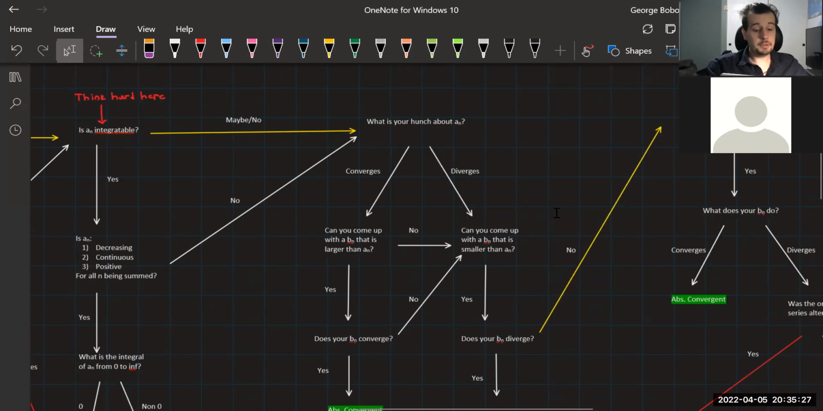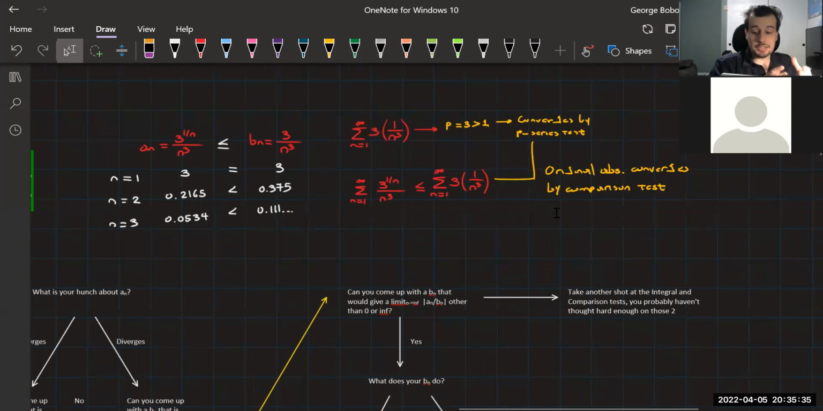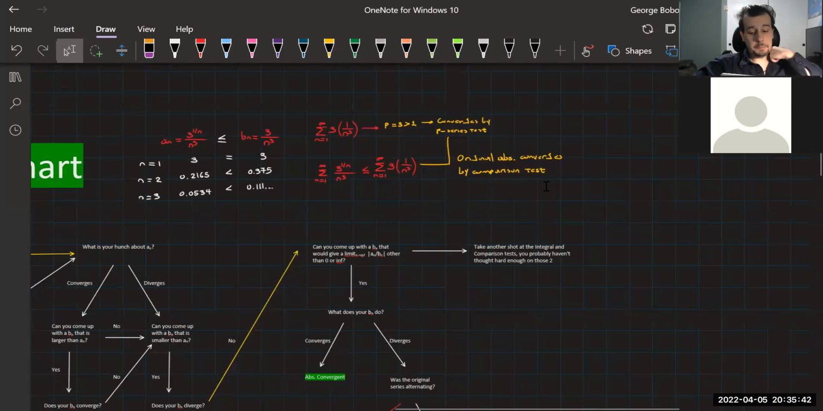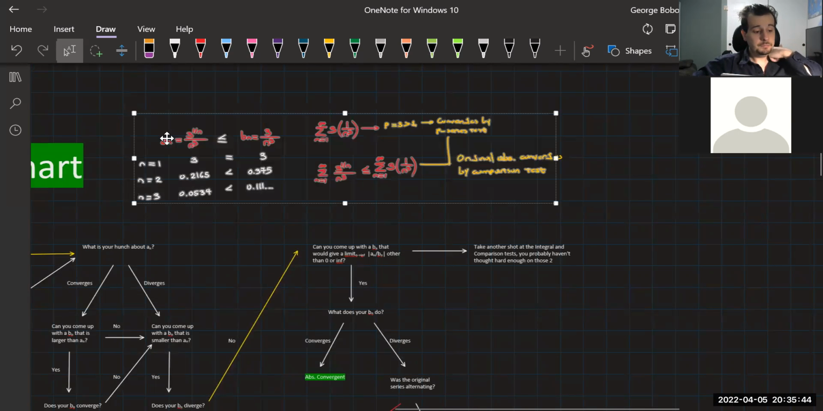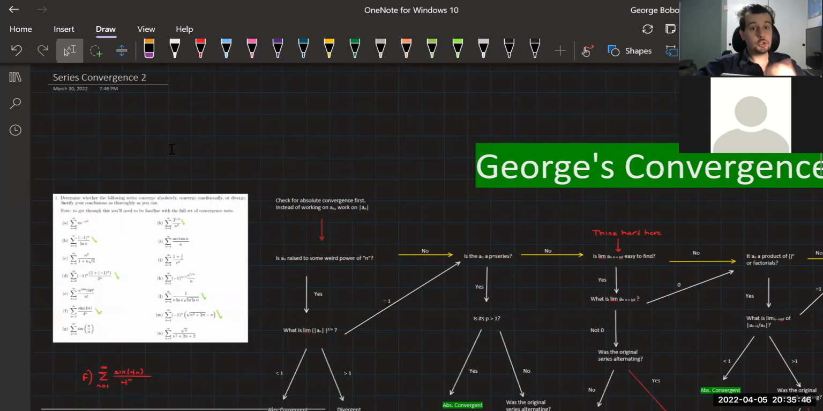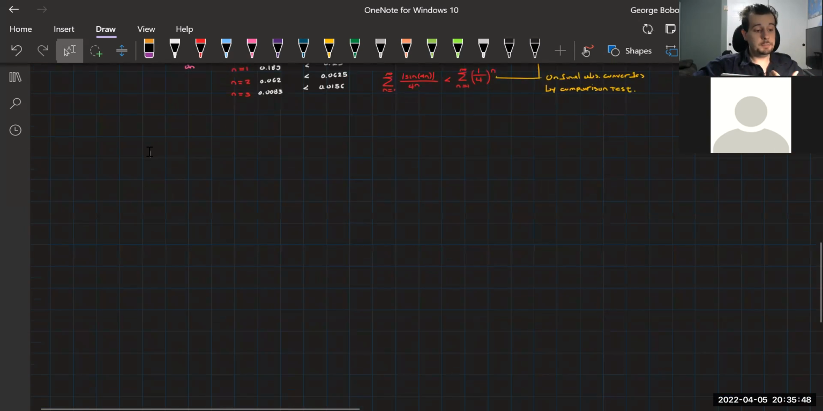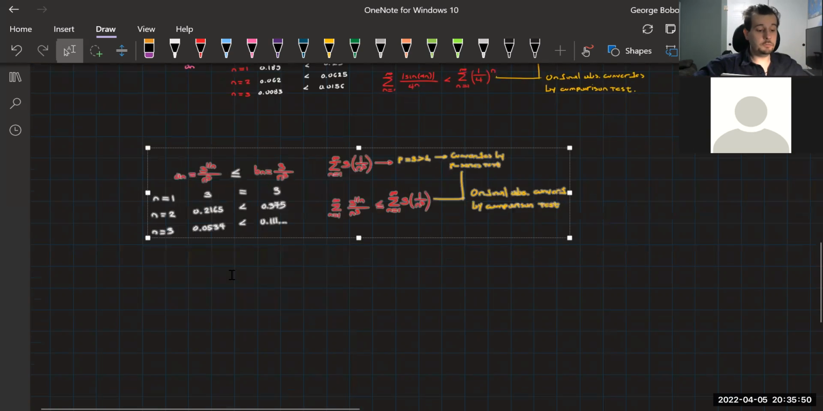But again, don't be disappointed if you get the wrong thing. It actually will happen. When you're doing the comparison test, you might get the wrong hunch, therefore start trying to prove that it diverges, and then you'll realize that it doesn't, right? And then you'll go back to try to prove that it converges. It's okay. It happens. But the terms certainly help keep in perspective if this is going to converge or not.